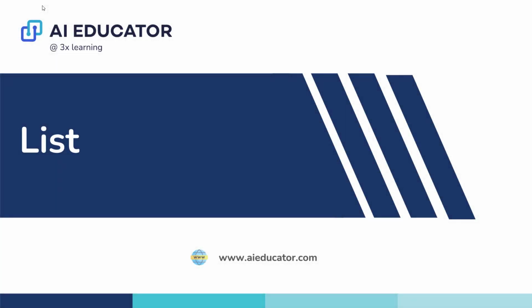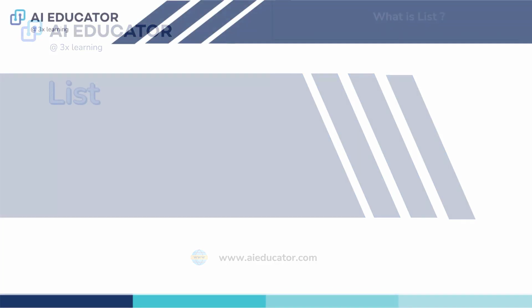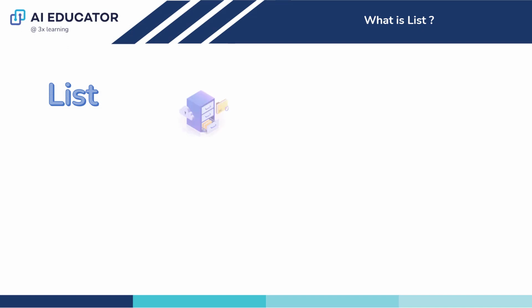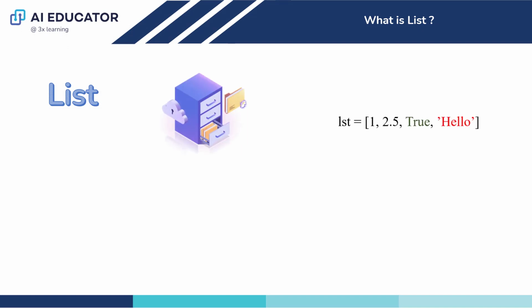In this video, let us learn about list. List is a collection of data. It can store different type of data in a single variable. List can be defined by a square bracket.